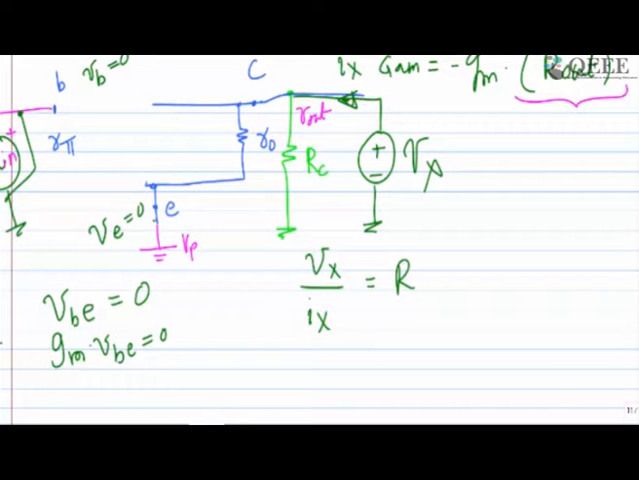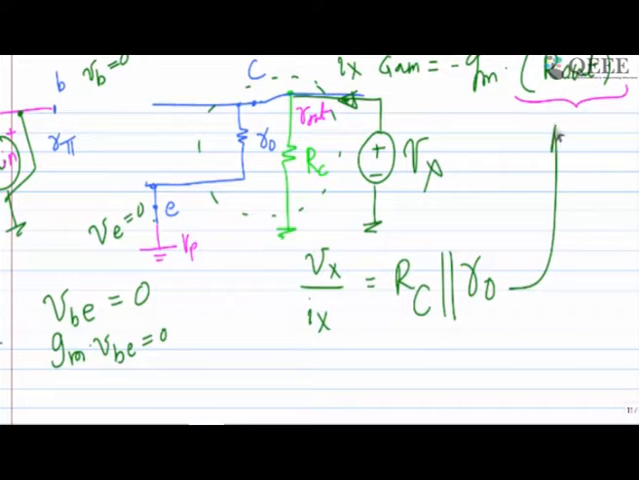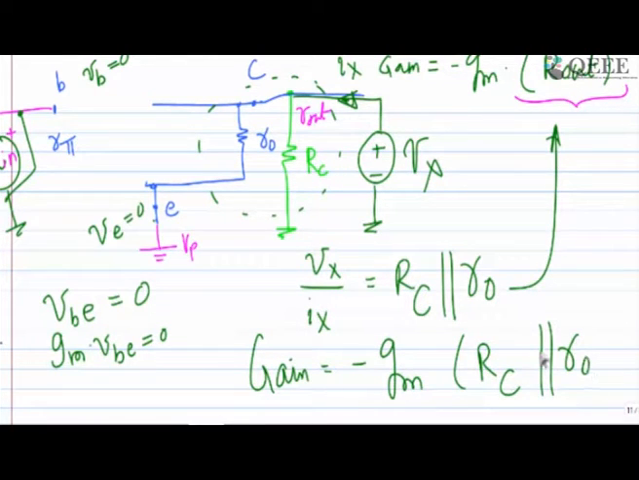Now if I apply Vx voltage and measure the Ix current, how much will it be? Vx divided by Ix gives me two resistances in parallel, RC parallel RO. If I put this here, the gain is equal to minus gm times RC parallel RO.